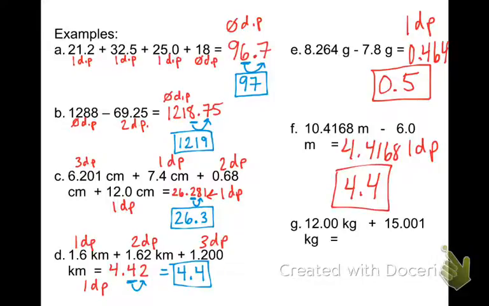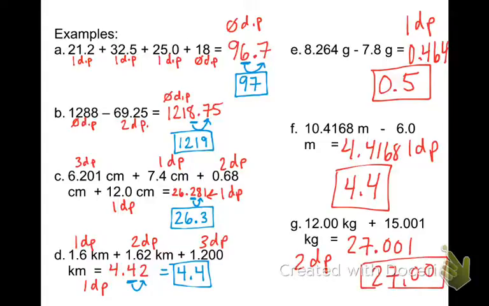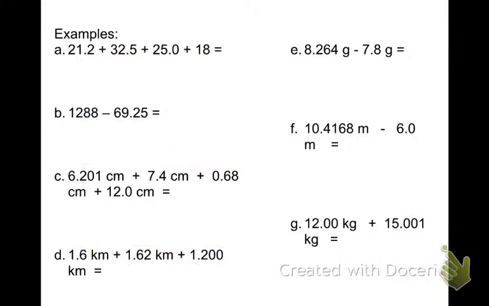And then last but not least, we should have 2 decimal places for our final answer here. This one's not really hard at all, it's 27.001, so we round it to 27.00. And by 27.00, I mean you can't read it, so it's 27.00. Boom. Okay? So that's addition and subtraction.